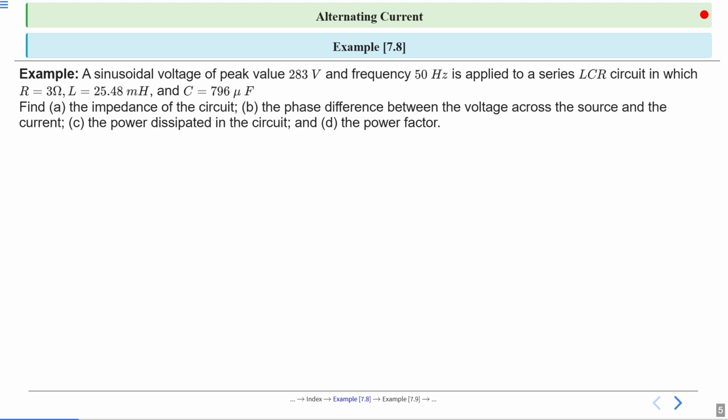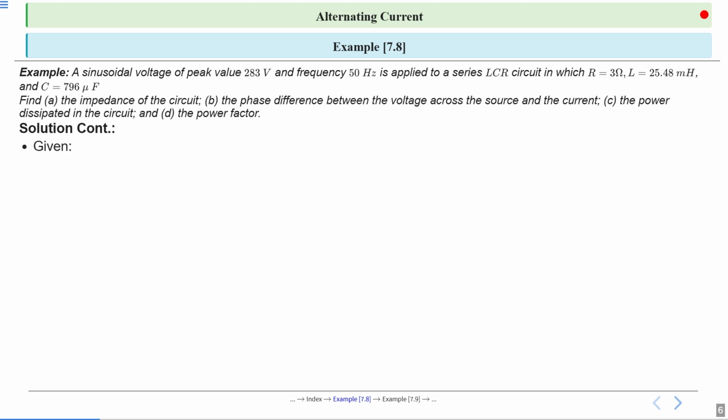And frequency 50 hertz is applied to a series LCR circuit in which R equals 3 ohm, L equals 25.48 millihenry, and capacitance C equals 796 microfarad. You have to find: A, the impedance of the circuit; B, the phase difference between the voltage across the source and the current; C, the power dissipated in the circuit; and D, the power factor. Let's see how we will do it.